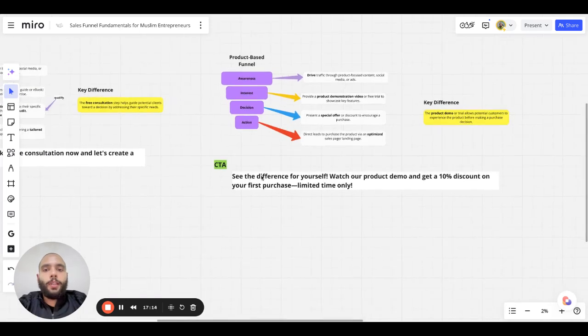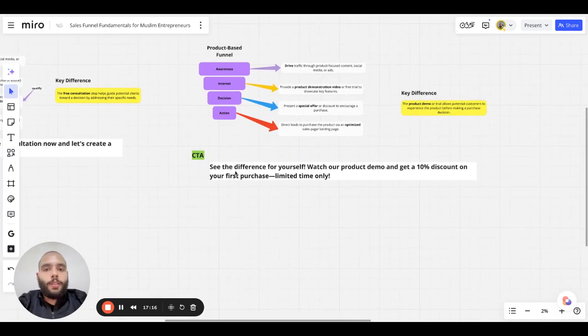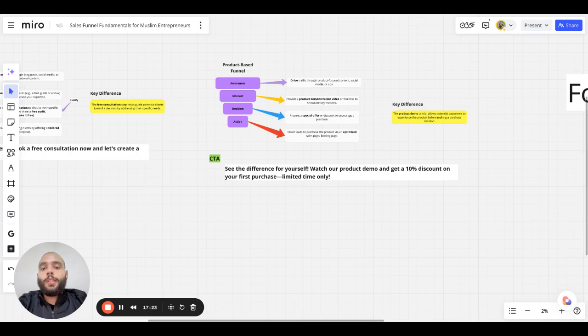So a CTA for a product based funnel would be: see the difference for yourself. Watch our demo and get a 10% discount on your purchase, limited time only. That's legitimate, bro. You could take it away anytime you want, or you could say the next 10 get a big discount, and then as soon as the 10 are up, take away the discount.